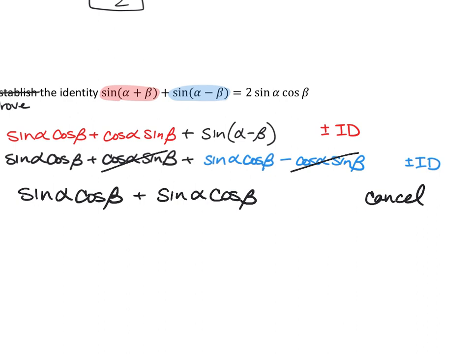Now look at our goal. Our goal was to get it to look like this. Do we have to write out the steps? Yes, it's a proof. But what's nice, aren't those the same thing? So we can just double them. It's 2 sine of alpha cosine of beta. And voila. Once we combine our like terms, we have our proof.